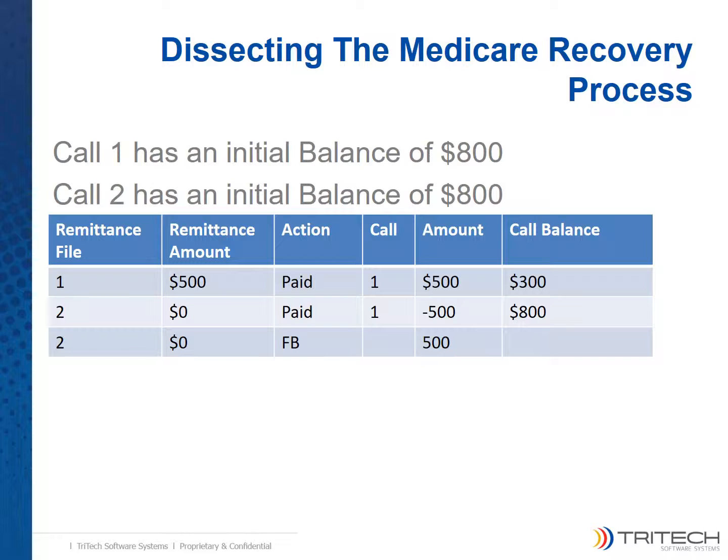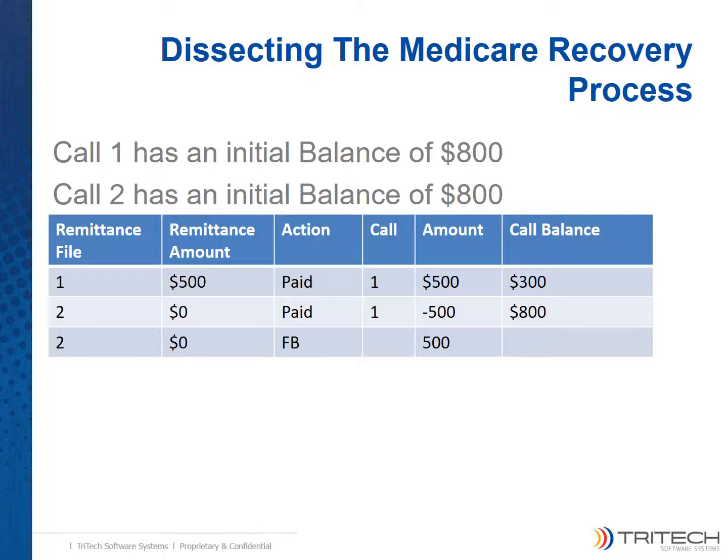They've denied that claim now because it shouldn't have been paid at $500. So at this point, since we have a remittance that says that the payment amount on call number 1 is now a negative $500, billing applies that negative $500 to the call, and the call balance is now $800.